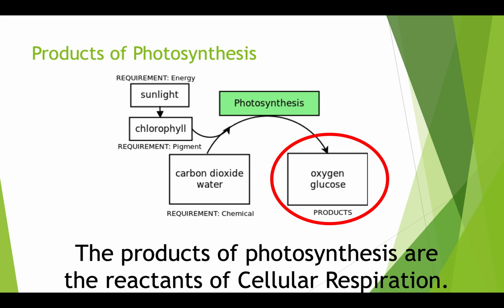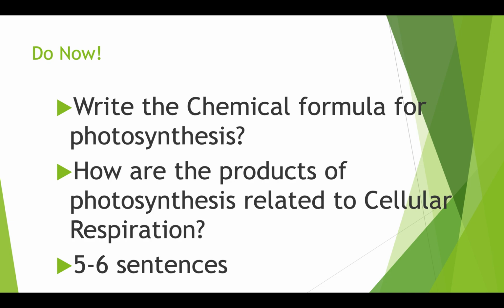So the products of photosynthesis. We need sunlight and we need chlorophyll in order to do photosynthesis. Carbon dioxide and water are the required chemicals. Oxygen and glucose are the products. The products of photosynthesis are the reactants of cellular respiration. So what I want you guys to do now, write down the chemical formula for photosynthesis. How are the products of photosynthesis related to cellular respiration?